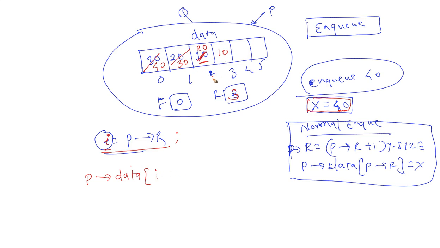Because if i is 2, the element which was at location i is going to location i plus 1, right? So p arrow data of i plus 1 is equal to p arrow data of i, if I store the value of r in i, so i will be 2. Okay, let me take another queue here, because I slightly messed up. Let me take another example here.